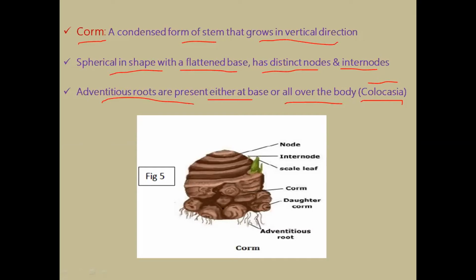You can see here, the growth is vertical. It has nodes, this is a node, this is another node, and the distance between these two nodes is known as internode. These are scale leaves. These are the new developing corms, daughter corms, and these are the adventitious roots. They are present either on the lower side or all over the body. So this is a typical example of corm.